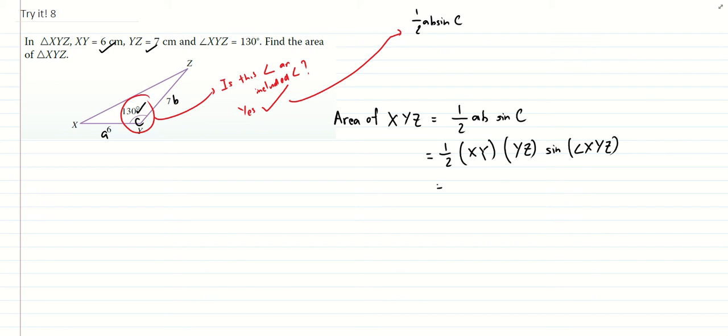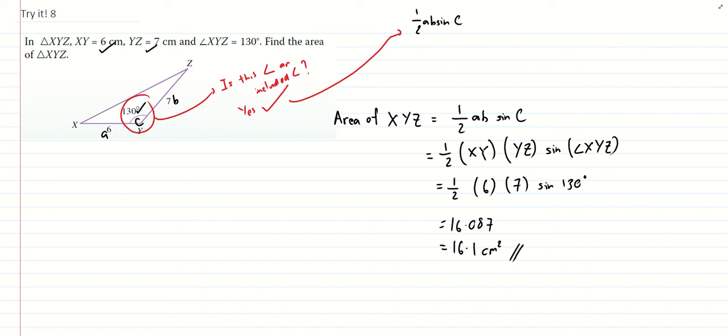Substituting in all the numbers, it equals half bracket 6 bracket 7 bracket sine 130 degrees. So we will have 16.087, and rounding off to 3 significant figures, we have 16.1 cm squared. And that's it. In Try It 8, a very simple way of how we can apply the formula to find the area of a triangle.